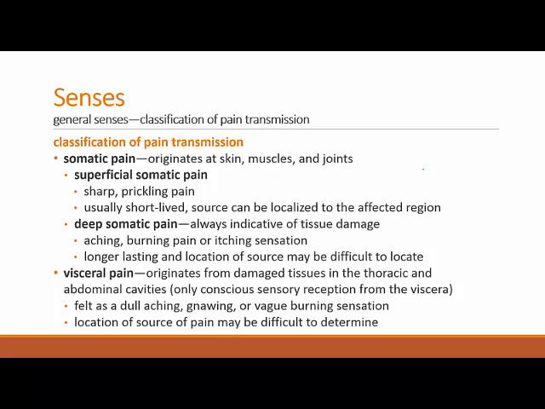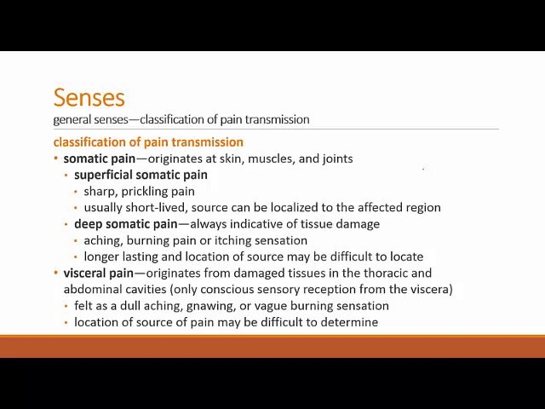Deep somatic pain, on the other hand, is indicative of tissue damage. It provides aching, burning pain, or sometimes itching sensations, and tends to last longer, and this is slow pain. So the location of the source of the pain can sometimes be difficult to actually point out. Joint pain would be an example of deep somatic pain, when you have these aching, burning kinds of sensations, generally joint achiness, because of inflammation, say, in the joint.